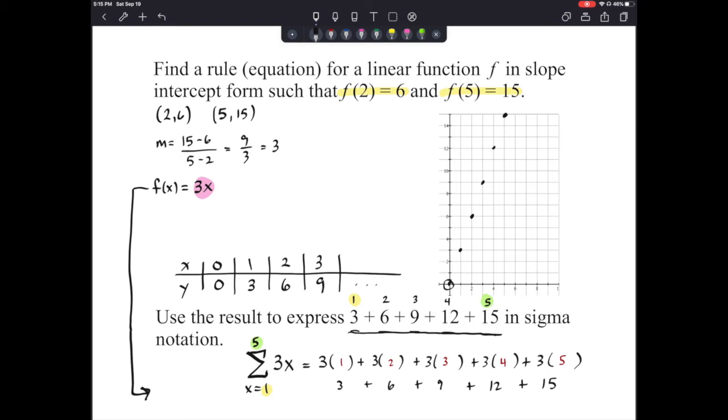If we want to know what the sum is, go ahead and add it all together, and we should end up with, I believe it's 45. Okay, so if you have questions about that, please make sure you mark them down, and we'll continue to work on it.